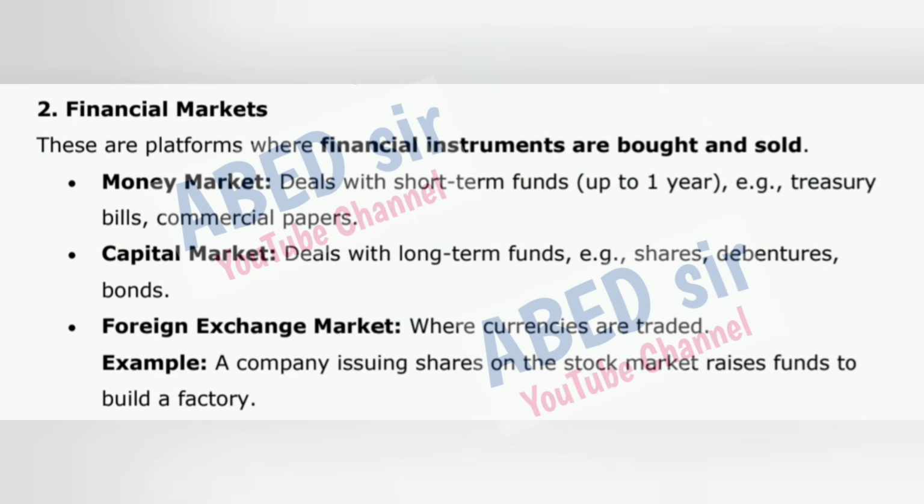expansion. 2. Financial markets. These are platforms where financial instruments are bought and sold. Money market deals with short-term funds up to 1 year, example, treasury bills, commercial papers. Capital market deals with long-term funds, example, shares, debentures, bonds. Foreign exchange market, where currencies are traded. Example, a company issuing shares on the stock market raises funds to build a factory.